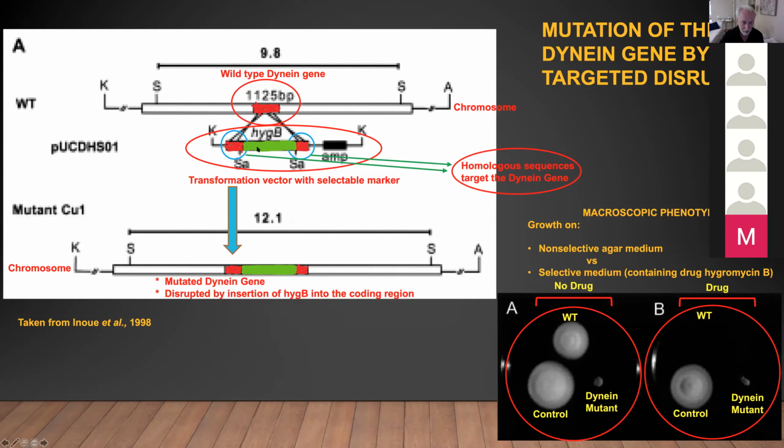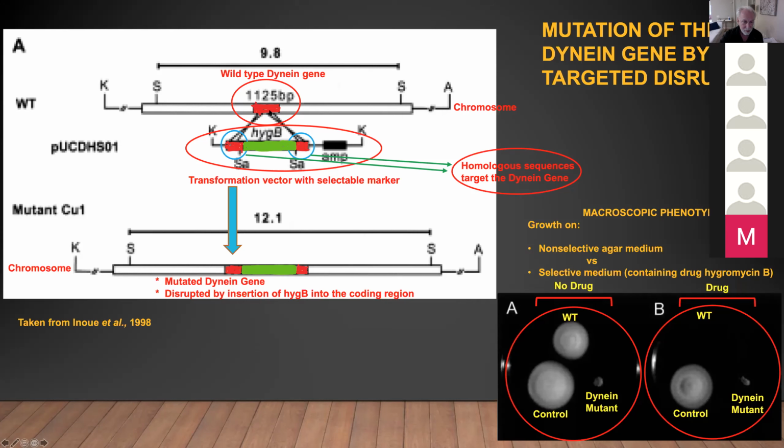So we made a construct called a transformation vector in which we took the Dynein gene and inserted into it another piece of DNA which encodes a drug resistance gene, labeled here as HyG-B, resistance to the drug hygromycin B. So now we have a mutated gene on a vector.